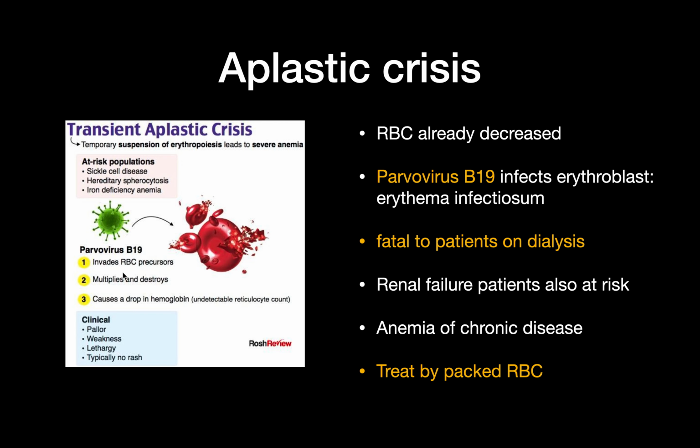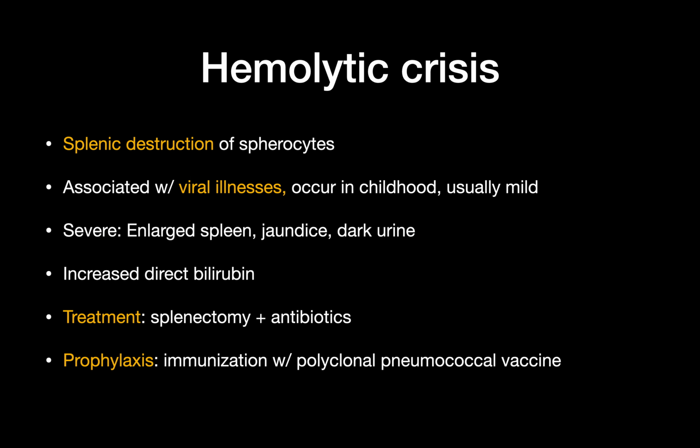So as you can see here, parvovirus will invade the erythroblasts, and it's going to destroy them, causing a drop in hemoglobin, leading to a hemolytic crisis. So it's going to be a splenic destruction of the spherocyte, and it's associated with viral diseases. It can be severe, but it's usually pretty mild. But in severe cases, there's an increased amount of direct bilirubin. In bad cases, you want to put the patient on antibiotics and give them a splenectomy. And we want to prevent this, so be vaccinated.